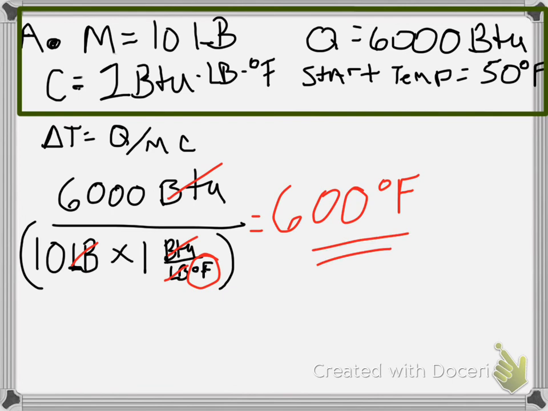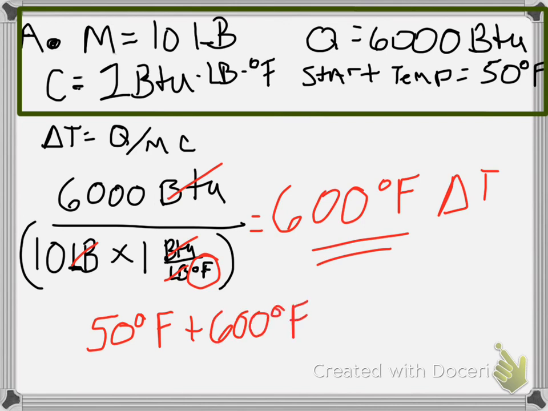Now I have to figure out the final temperature total, because this is just the change. The change is 600 degrees. So if I start at 50 degrees Fahrenheit, I'm going to warm it up by 600 degrees Fahrenheit, meaning the final temperature is 650 degrees Fahrenheit. Final answer. All right, so we'll take a look at the next question.